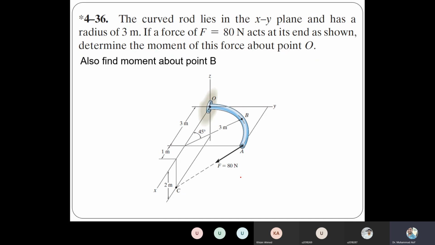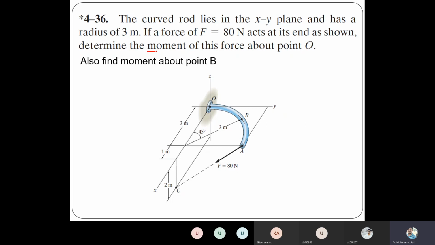Now let's try to solve a couple of numerical problems related to the moment in 3 dimensions. In this example we have a curved rod. This is fixed here, you can see these are the bolts. It is fixed at point O, and there is a point B which indicates the radius of that curved pipe, and then there is a point A where a force F of 80 Newton is acting.